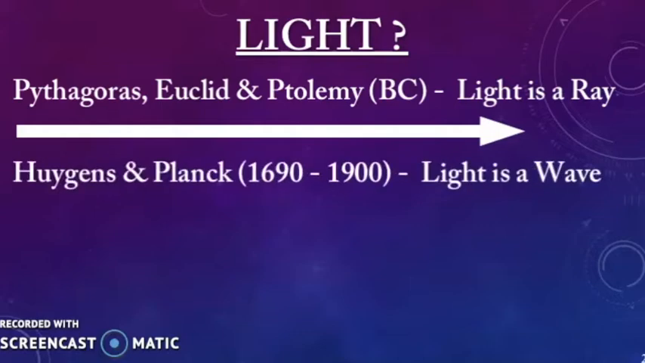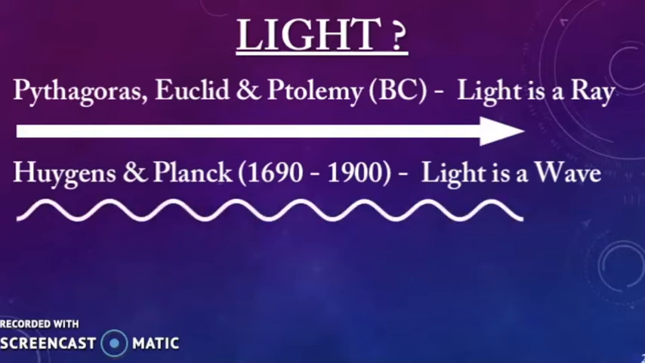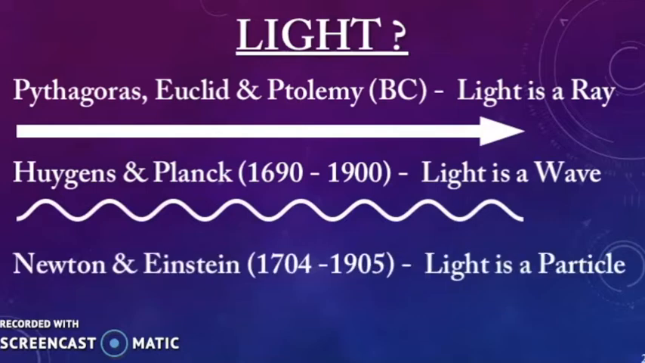Now, Huygens in the 1690s, 1700s, and then Planck again in the 1900s were convinced that light was a wave, and it looks something like that. And then, as I said, Newton and Einstein, in 1704 for Newton and in 1905 for Einstein, thought that light was a particle. Even today, scientists still haven't decided whether it is a wave or a particle. Again, the rays are more continuous particles, so that's still the same idea.